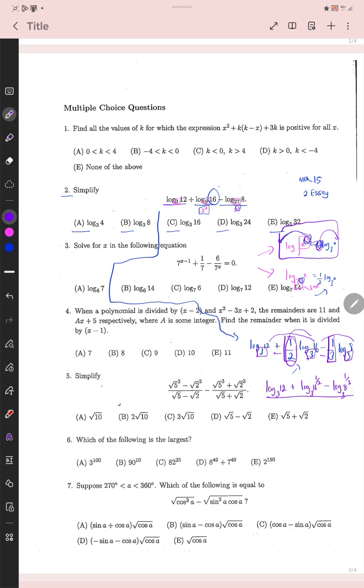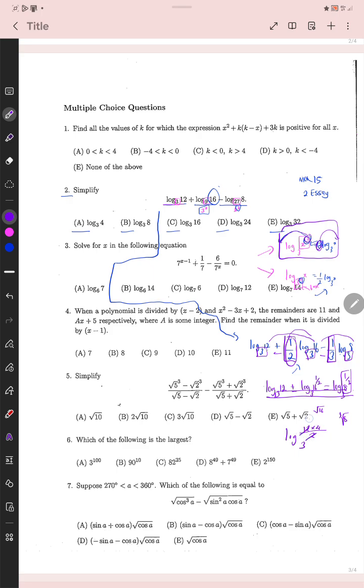Now the base is the same. We managed to convert the different bases into the same base. So since it's addition, we can multiply. The base doesn't change. The 12 remains as it is. 16 to the power half, which is the square root of 16, is 4. So times 4, because it's an addition, we multiply. Then there is a subtraction, so we're going to divide by 8 to the power 1/3, which means the cube root of 8. What is the cube root of 8? It's 2.